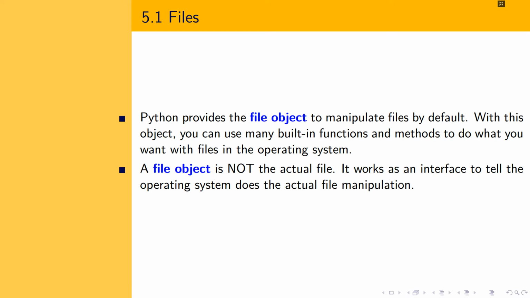Python provides a file object to manipulate files by default. With this object, you can use many built-in functions and methods to do what you want with files in your system. A file object is not the actual file. It does not contain the data that the file holds. It is an object that holds methods that affect a particular file or directory. It works as an interface that tells the operating system to do the actual file manipulation.